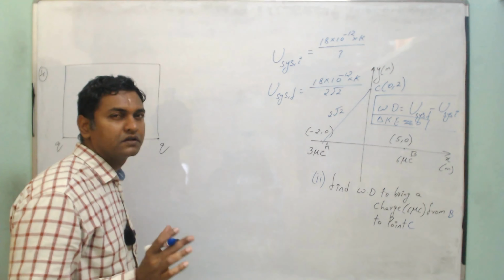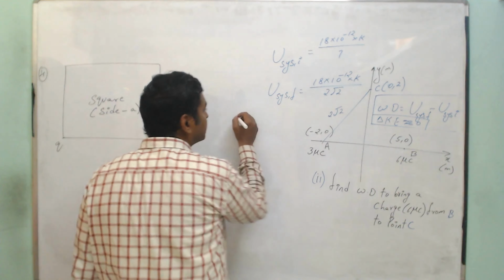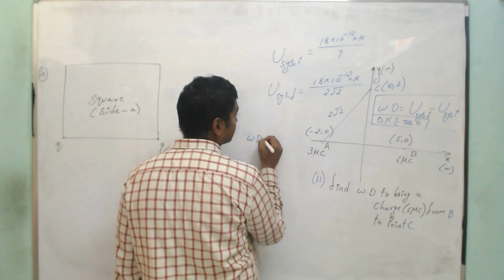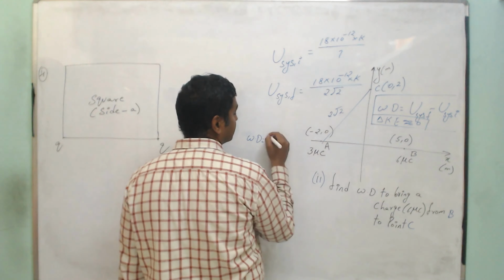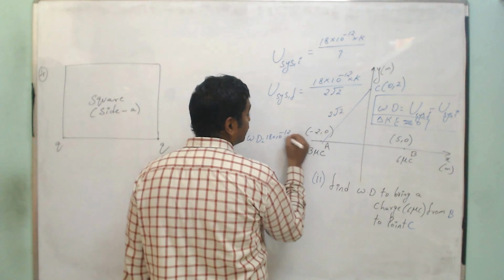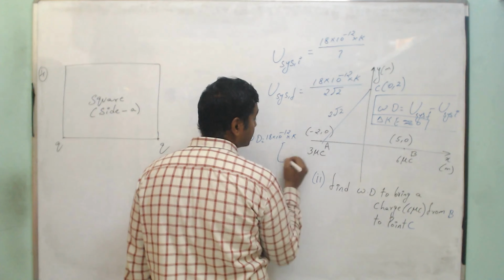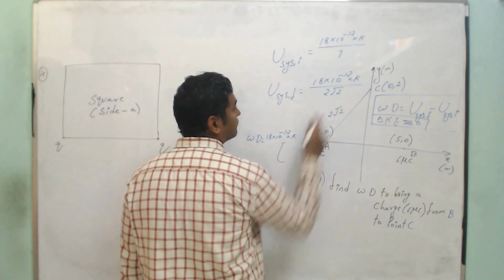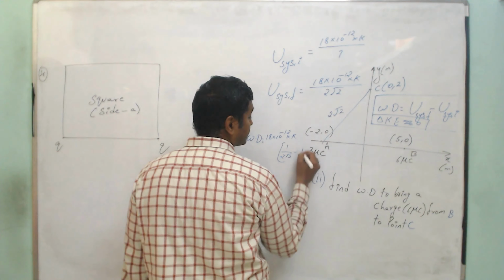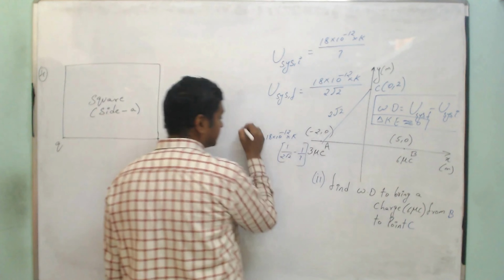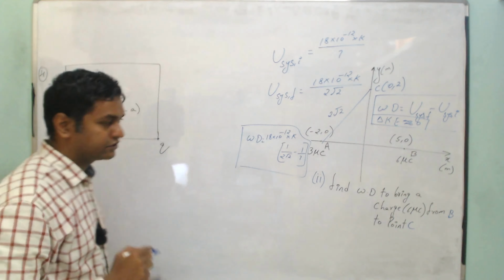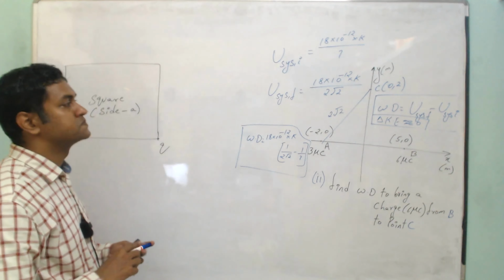Okay, clear? Yes, sir. So simply the answer to this is work done is equal to 18 into 10 to the power minus 12 into k, which is going to come as a common factor, and final minus initial: 1 by 2 root 2 minus 1 by 7. This is my answer. Yes, sir. Is this clear? Yes, sir. Take it down.